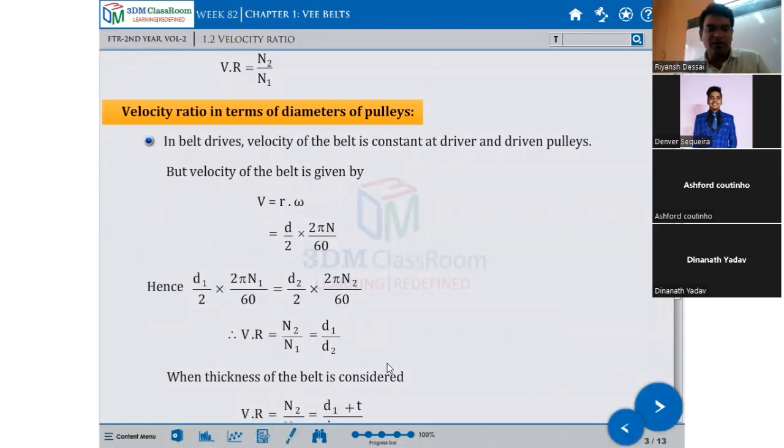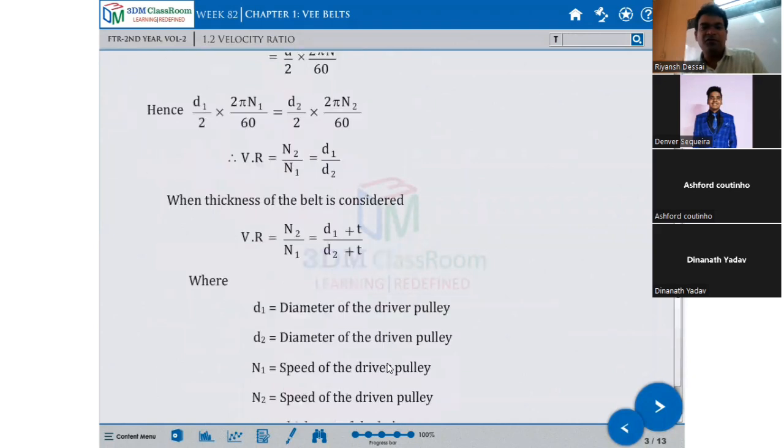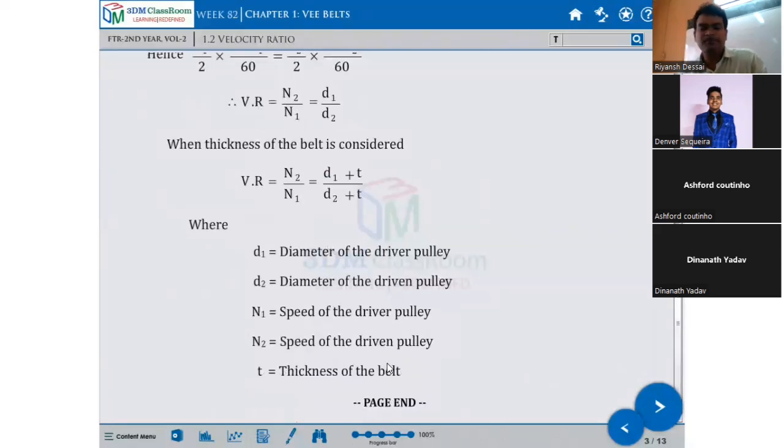When the thickness of the belt is considered, then velocity ratio is equal to n2 upon n1 is equal to (d1 plus t) upon (d2 plus t). If the thickness of the belt is given, then you have to add the thickness of the belt to the diameter. So d1 is the diameter of the driver pulley, d2 is the diameter of the driven pulley, n1 is the speed of the driver pulley, n2 is the speed of the driven pulley, and t is the thickness of the belt. Just remember, n2 comes first because of the driven. Because velocity is defined like this, and in terms of diameter, it is direct d1 upon d2.